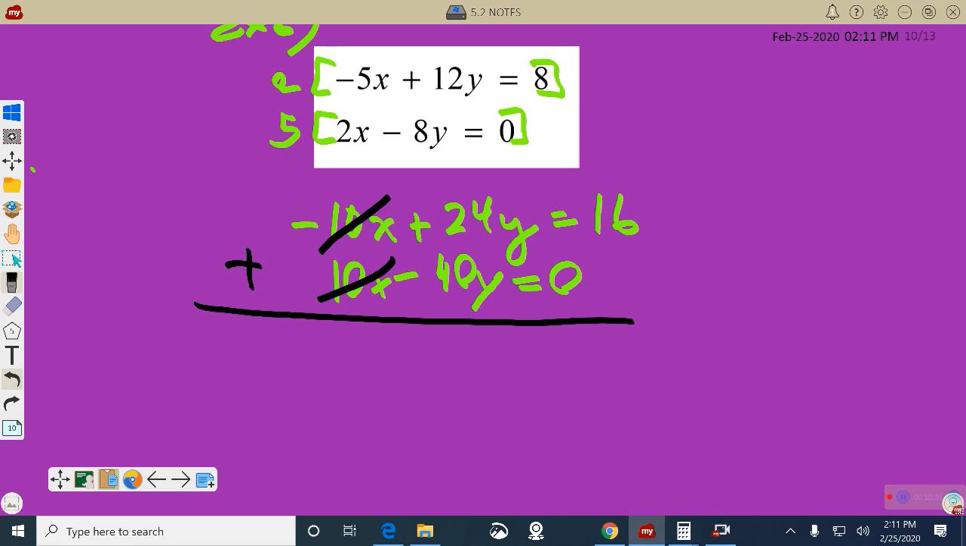Help the man. What's 24? Negative 26, huh? No, negative 16. Yeah, it's negative 16. So go put negative 16y equals, rocking it. Okay, hold up real quick.